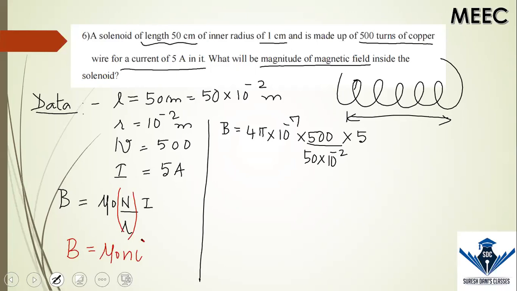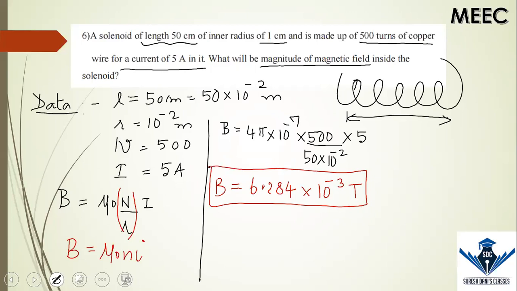Your answer should be 6.284 into 10 to the power minus 3 Tesla. Please check this answer. This is the correct answer. This is 6.284 into 10 raised to minus 3. Yes, Sean, it's correct. Palak, it's correct. Mrinali, it's correct. Just adjust the power. This would be the required answer.